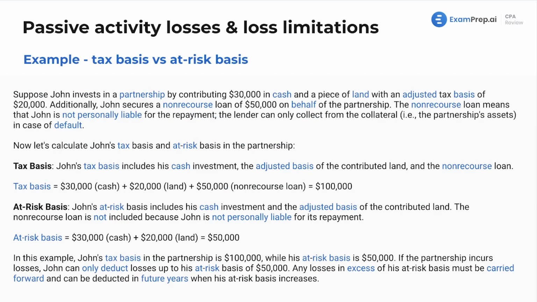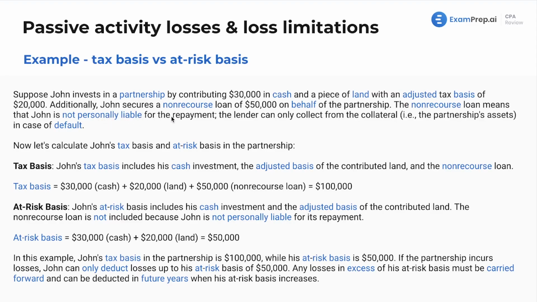Examples, gotta love it. We are seeing visualizations because if I just lectured at you, you'd probably get bored and you wouldn't know how it works. So suppose John invests in a partnership by contributing $30,000 in cash and a piece of land with an adjusted tax basis of $20,000. Now, additionally, John secures a non-recourse loan of $50,000 on behalf of the partnership. The non-recourse loan means that John is not personally liable for the repayment.